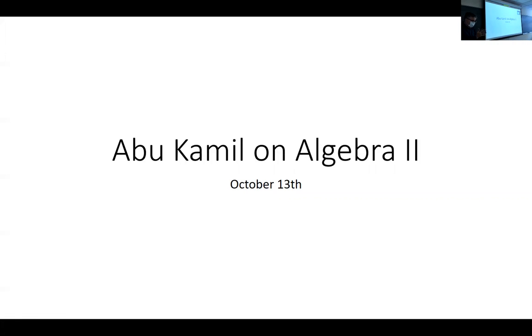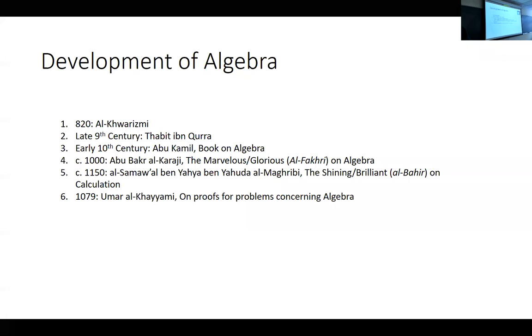Okay, so I want to continue looking at algebra. So why are we looking at algebra? What we're doing is looking at chapter 4 of the book, and really this is looking at the development of algebra in medieval Baghdad. And how is it developing?